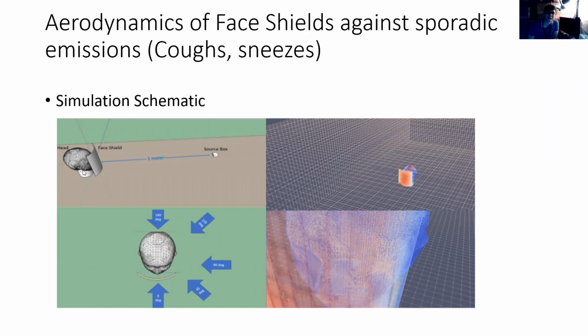Supposedly there are two cases: one scenario where the person is protected by a face shield, and the scenario where the person is exposed to the said sporadic emissions. Apart from that, the sporadic emissions are coming from different angles of attack. So not only will the cough or sneeze come from the front, we'll also evaluate what happens if the cough is coming from the sides or the back.